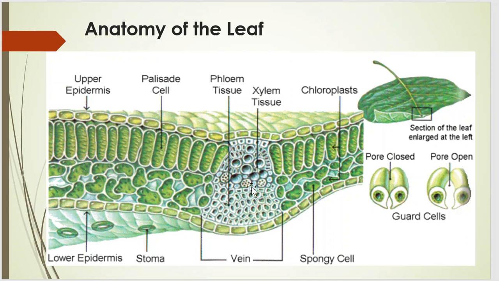Now I want to introduce another main part right here, which we call the vein. If you look at the tissue right here, there are two types of tissue you can see. One is called the xylem, another one is called the phloem. The xylem transports water to the plant, and the phloem transports the minerals and the food away from the leaf. So those are two very important tissues. Xylem transports water and phloem transports the food.